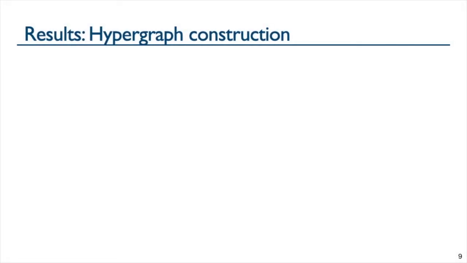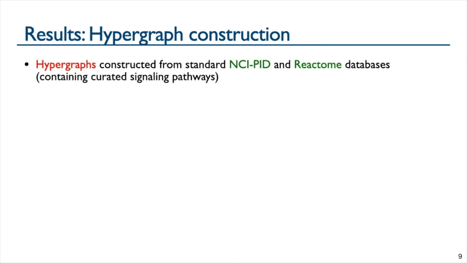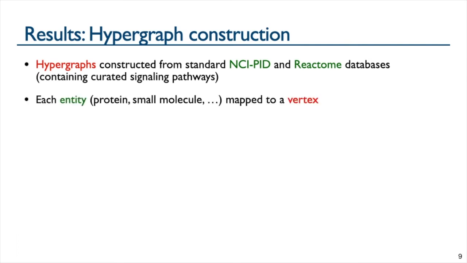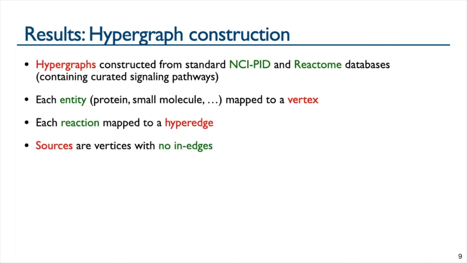To determine the quality of our heuristic in practice, we constructed hypergraphs using human-curated signaling pathways from standard pathway databases, NCI-PID and Reactome. We map each entity, be it a protein or small molecule, to a vertex, and each reaction to a hyperedge. Any vertices with no in-edges we use as sources, and any vertices with no out-edges we use as targets. For each target instance, we will use all of the sources, but we are only trying to find a hyperpath to one target at a time.